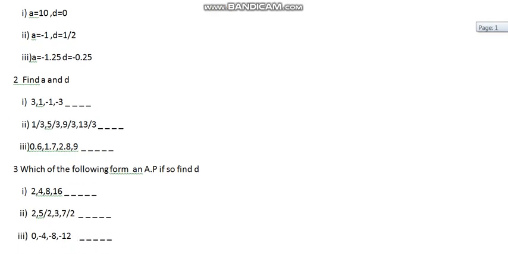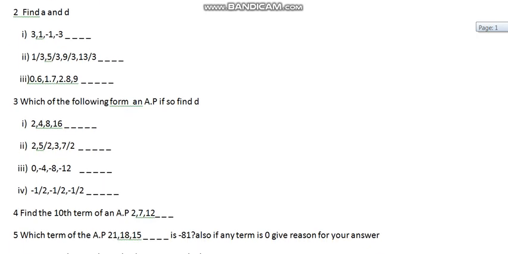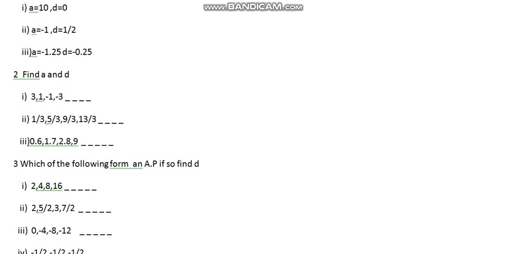For the first question, what type of question are you getting here? Write the AP for the following. When you are given a = 10, that is the first term, and the difference is 0, then you have to write the AP. The second one is when a = -1 and the difference is 1 by 2. And the third one is a = -1.25 and d = -0.25. Such types of questions you are going to get.